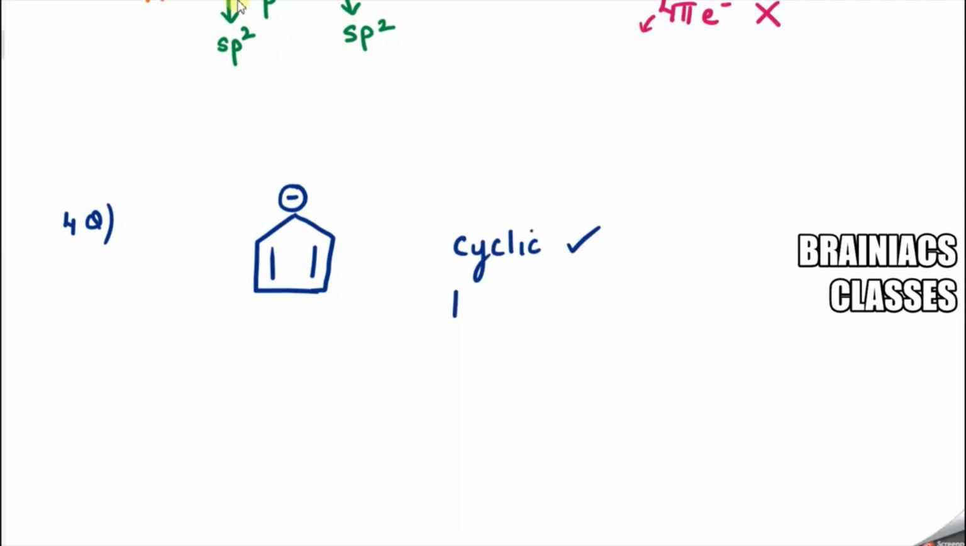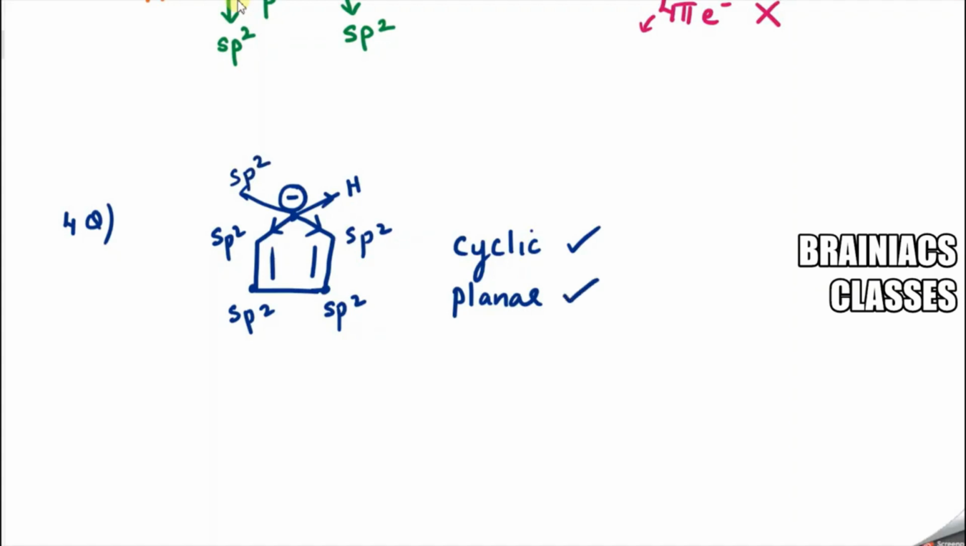Now next, check whether it is planar. I already checked this condition in the last question. This one also is sp2, this is sp2, and this is sp2. I need to check only here. One valency went here, one valency went here, and you know there is a minus charge. So a minus charge means a bond is broken and a pair of electrons comes to this carbon atom. And what happens to the third valency? That is a hydrogen atom. So totally this should also be sp2. So the compound is planar.